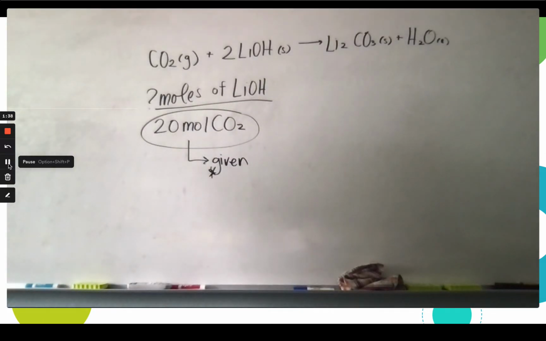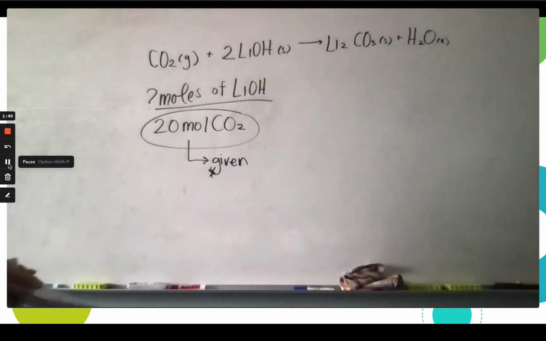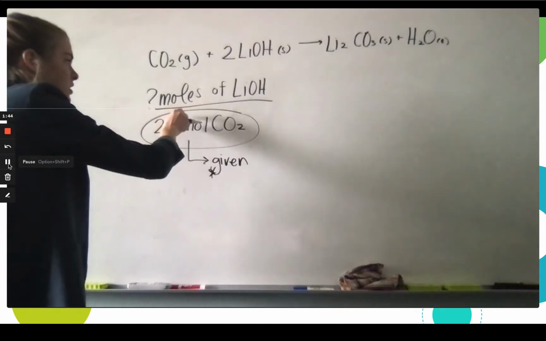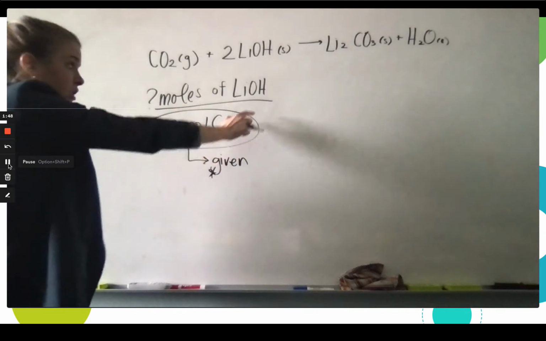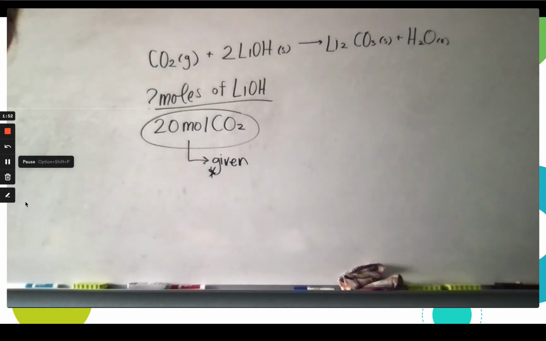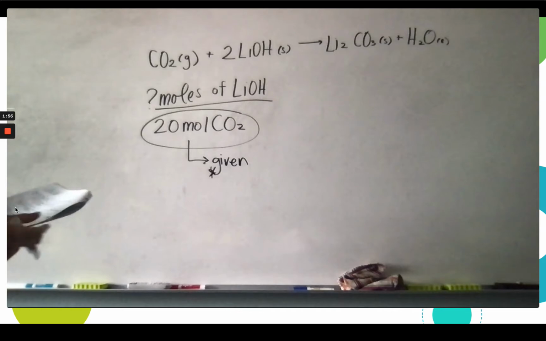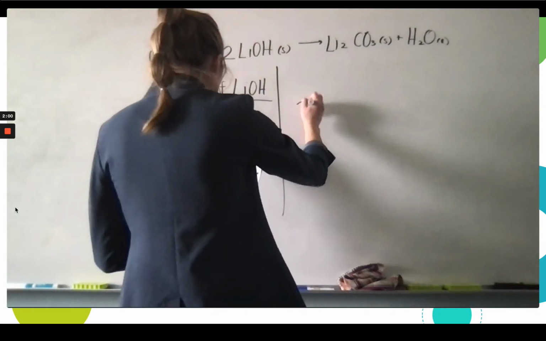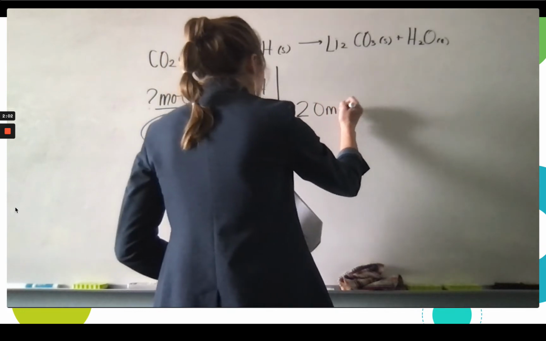This is going to be a little bit different than what we learned last unit because here we're starting with moles of CO2 and finding moles still, so we're not changing the unit of moles, but we're going from CO2 to lithium hydroxide. So we're changing the substance that we're moving between. Okay, let me walk this through with you. We're going to start with 20 moles of CO2.